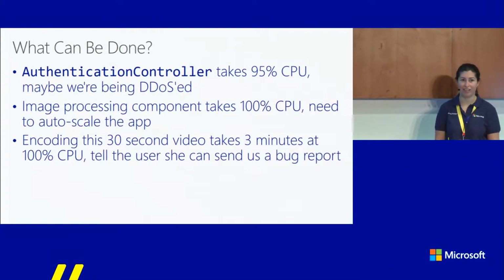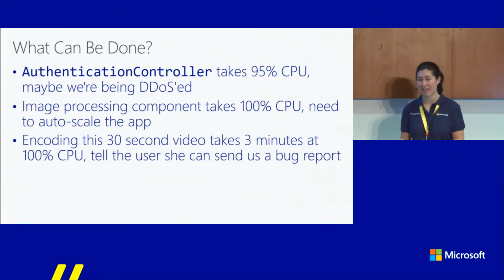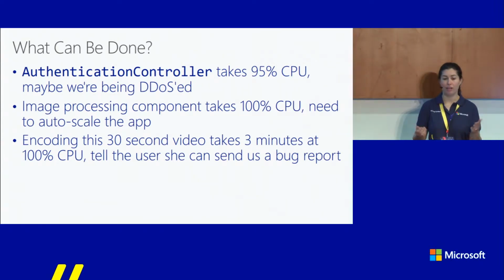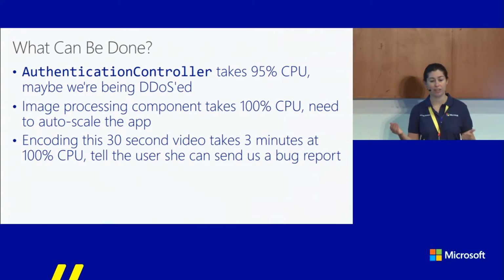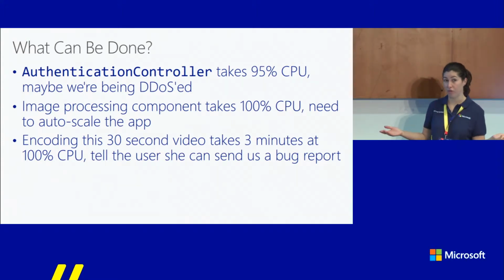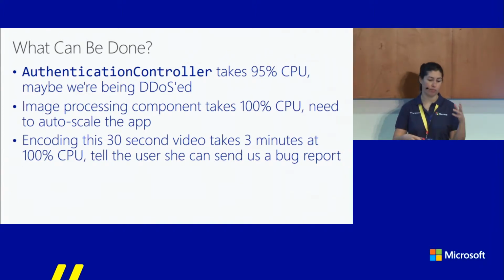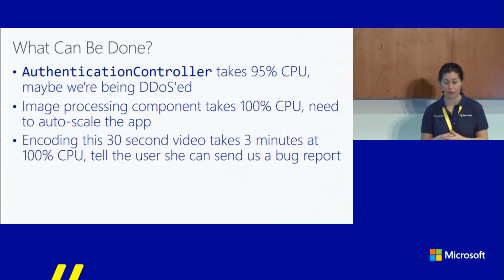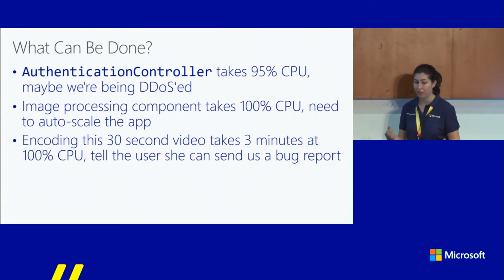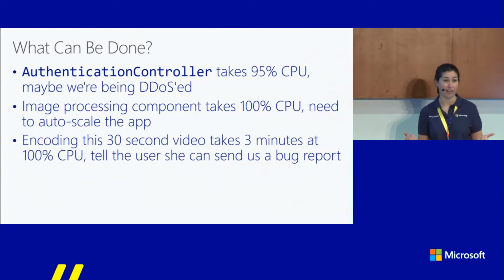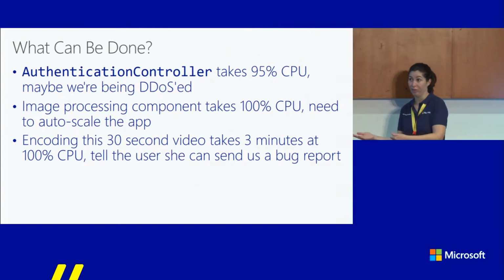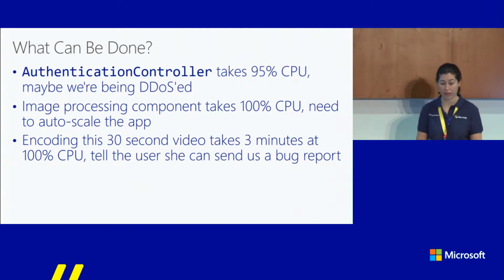If you're wondering what the application could do with this information, here are a few examples. For example, if your authentication controller is suddenly overworked, maybe you're being attacked, that's a possibility. Or if some computational component in your application takes a lot of CPU, you might consider scaling up. And what would be even better and ideal is if the scale would happen automatically according to this information, which would be pretty cool, I think.